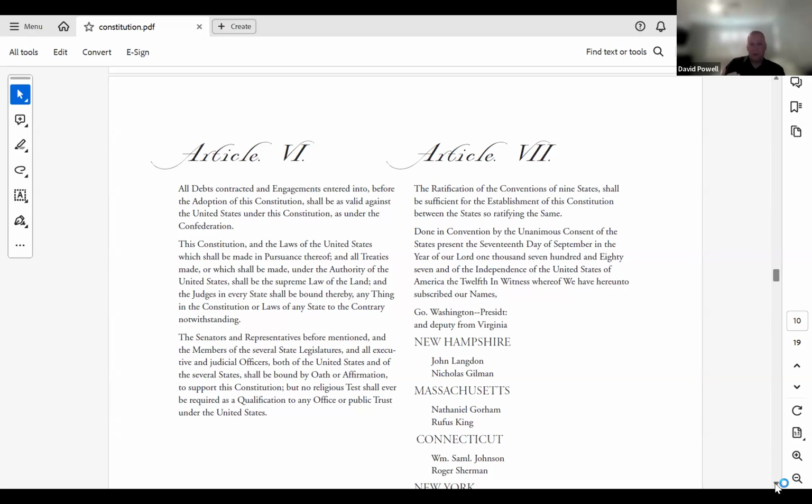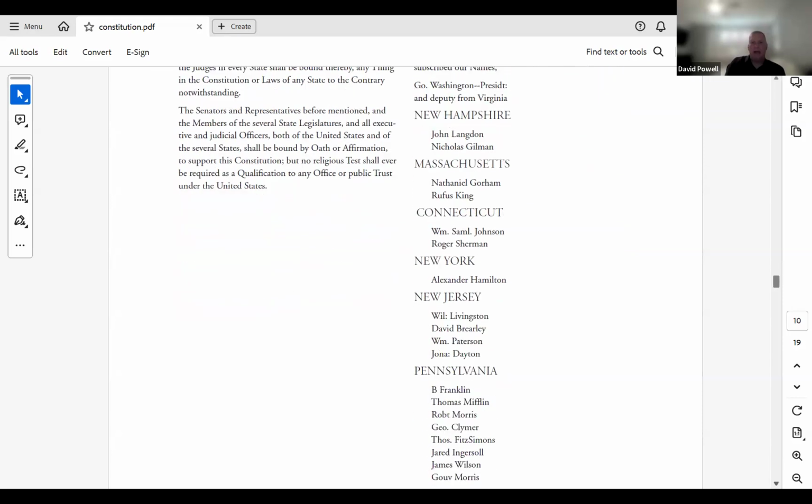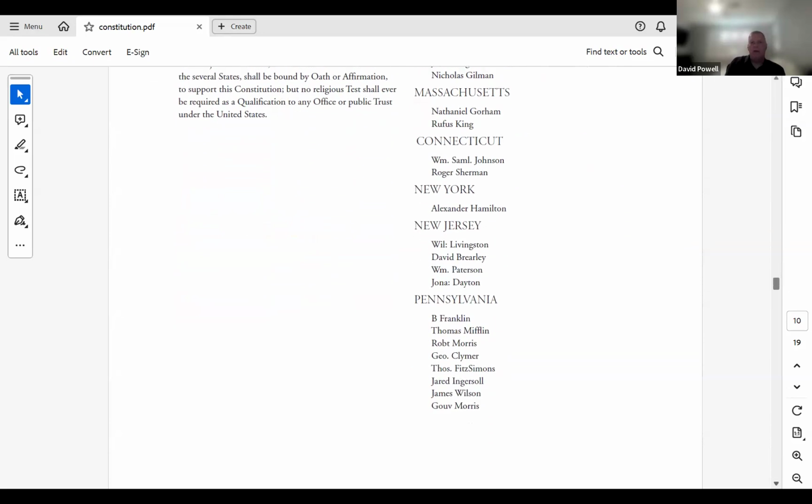This is something that was done at the behest of the Federalists and much to the consternation of the Anti-Federalists. This is one of the reasons why the Anti-Federalists wanted to see the Bill of Rights, the first 10 amendments to the Constitution, added. And then Article 7 just talks about the ratification of the Constitution. It gets ratified once we have 9 out of 13 states ratify it.